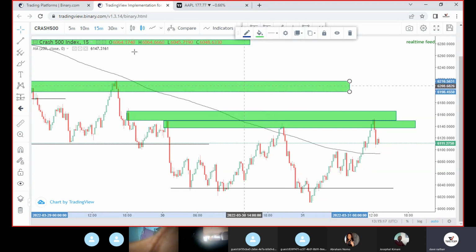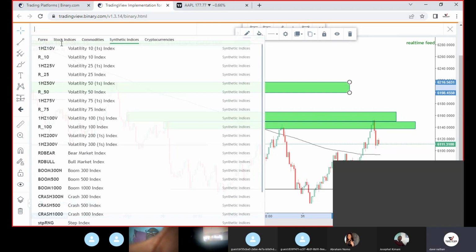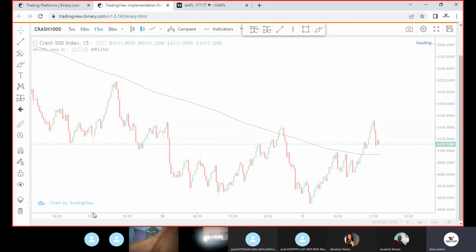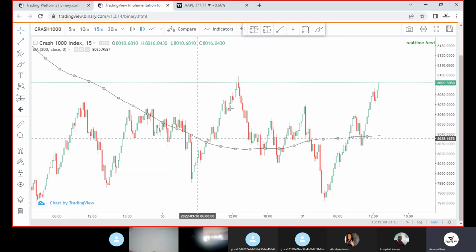Okay, so let's look at Crash 1000. Someone said Crash 1K is on our entry zone. Let's look at it together and see if we can. Oh yes, it is in our entry zone. Is it going to spike? We are going to see live.